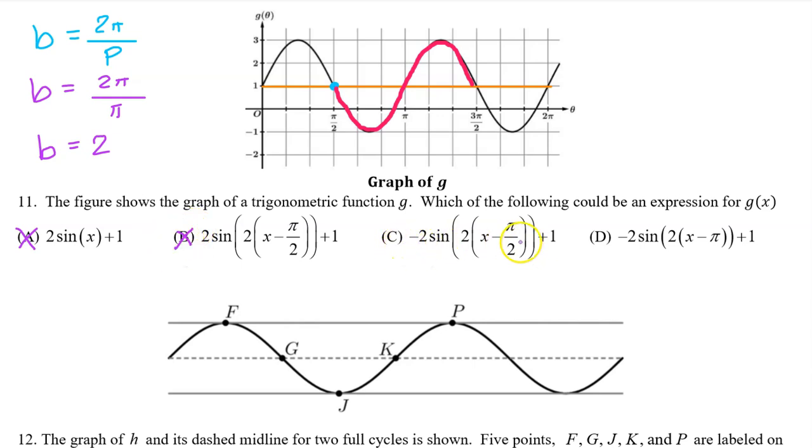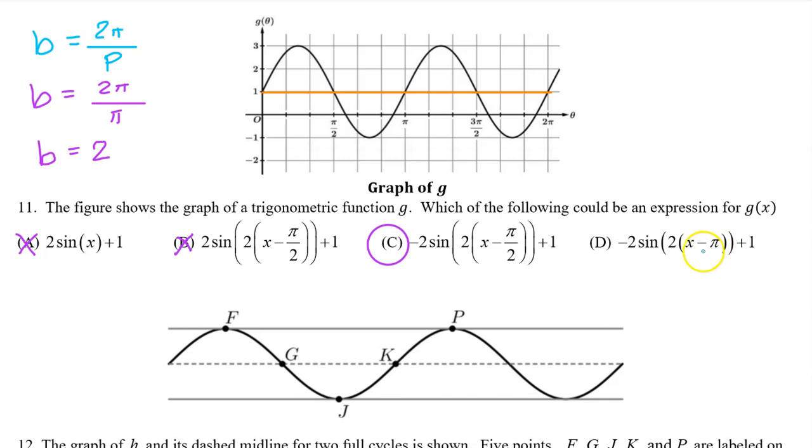Option C has the same c value, therefore the same phase shift of positive pi over 2. So we have the same period to look at, and as we discussed, this is upside down compared to the parent function, so this should correspond to a negative a value, and we do have a negative a value. So C is probably the answer. But let's follow through and see why D is not the answer.